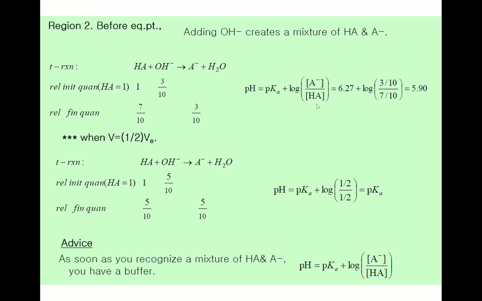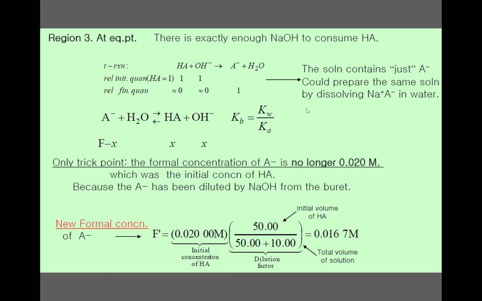So in this case, the solution contains both species. This is a buffer, working at a pH of 5.90. The next region is at the equivalence point. There is exactly enough NaOH to consume HA.